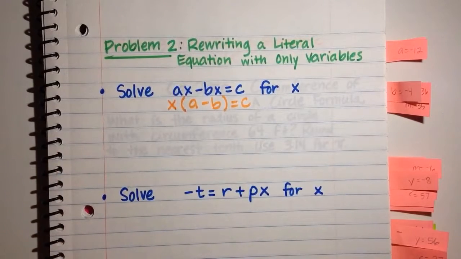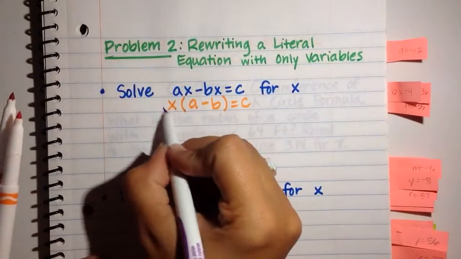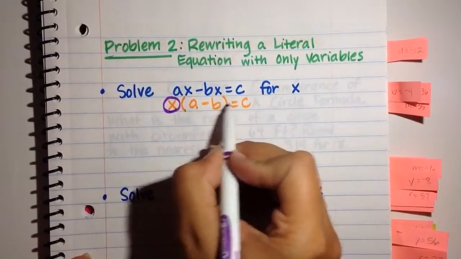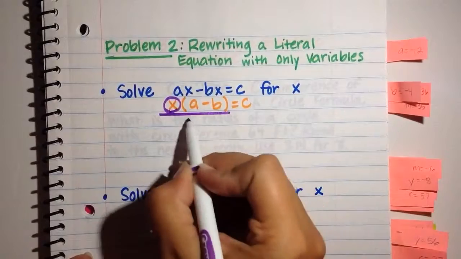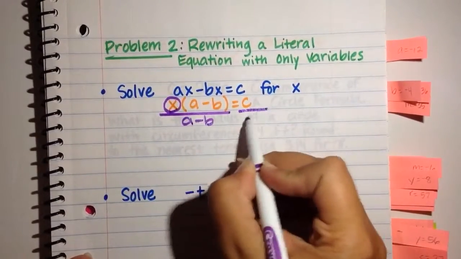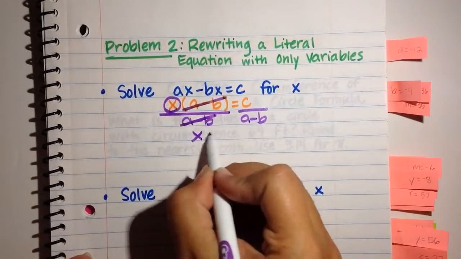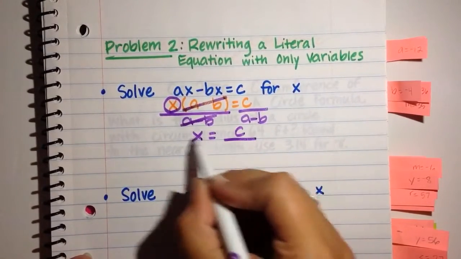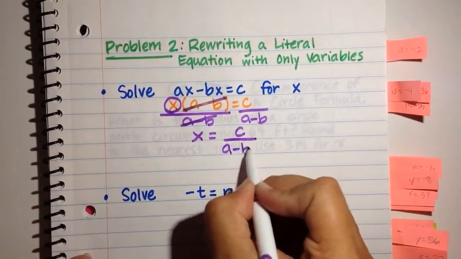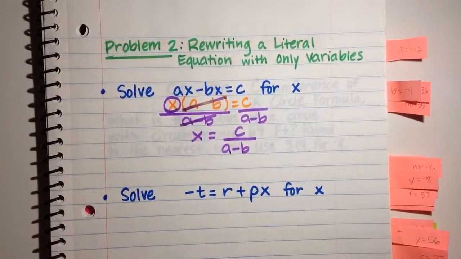That works because if you did the distributive property, you would get ax minus bx. Now we're going to look at x. What's happening to x? It's being multiplied by the quantity a minus b. So we're going to divide by the quantity a minus b. These divide out, and I have x is equal to c divided by a minus b.